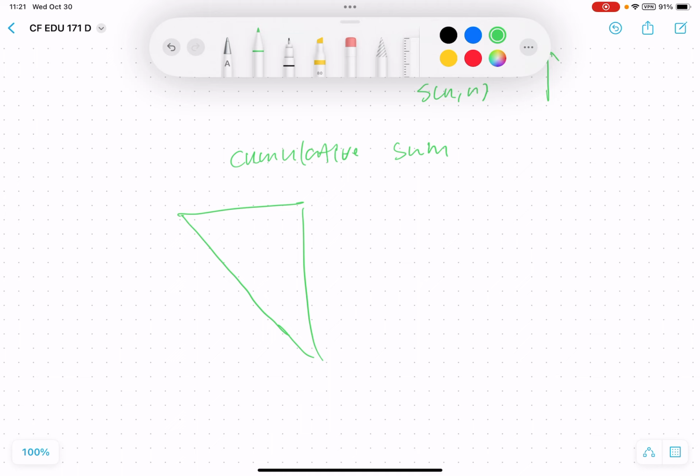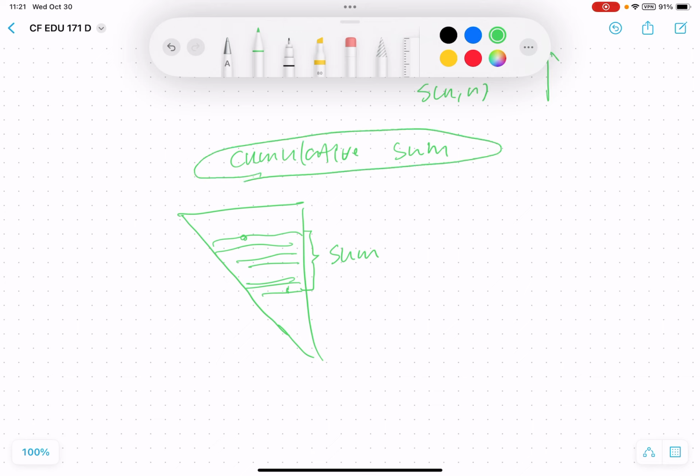After that, once we know the position of L and R, we can calculate the sum of these lines in O(1) time, because we know the cumulative sum. This is only a cumulative or prefix sum problem. This is very easy to solve.